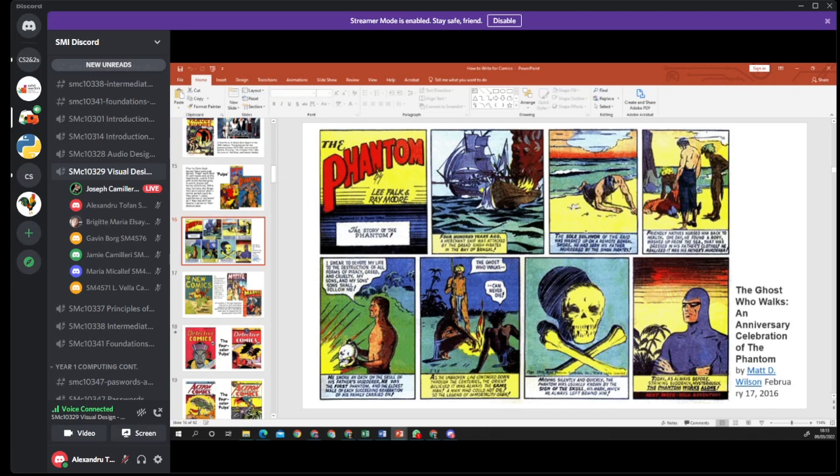Here we have a sample of the Phantom. Notice that it is very basic in terms of structure, very basic in terms of dialogue, very basic in terms of coloring and drawing, but obviously it transported the people of the day into countries which they knew they would never visit, into times and eras which they knew that they would never visit.